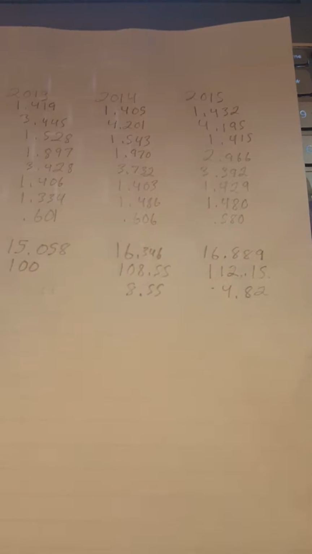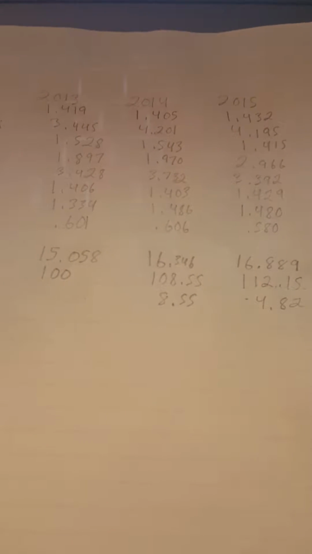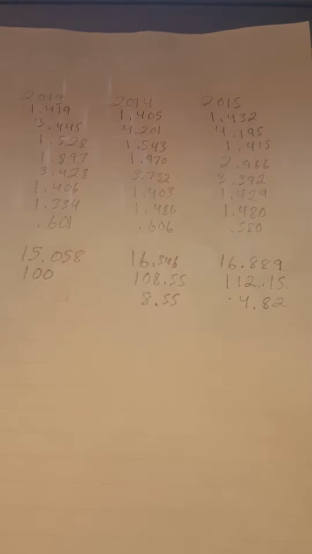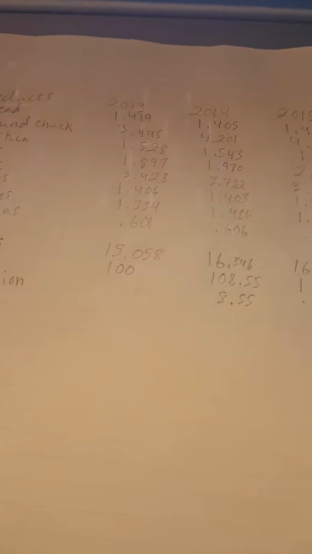Same thing with 2015. Now of course 2013 is going to be my base, so in order to calculate the CPI for 2015, I went ahead and got the basket of 16.889, which is the total of 2015, and I divided it by 15.058 and I multiplied by 100, and doing so I got a number of 112.15.